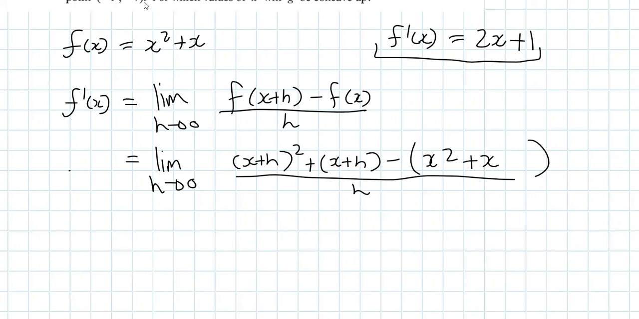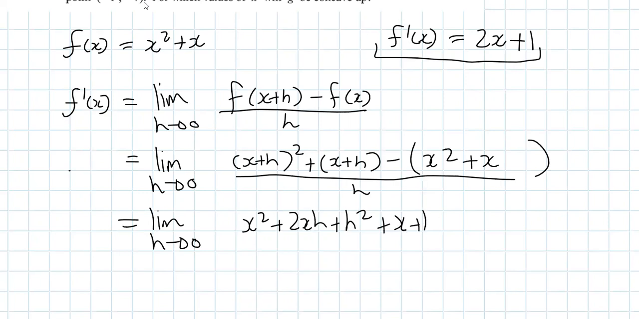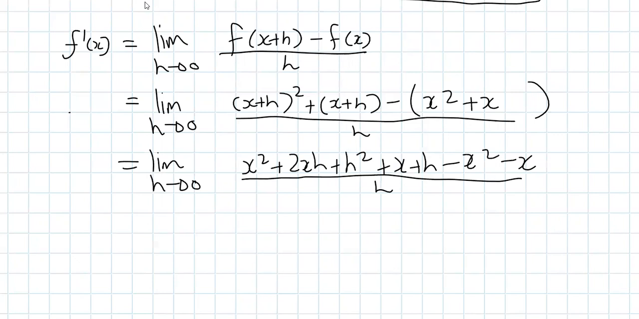Right, so this next step, let's get this all times out. Don't forget your lim. Times out x plus h squared, we get x squared plus there's 2 of those, so 2xh's plus h squared. This just stays the same. Plus x plus h minus x squared minus x all over h. But we can't take out the h as a common factor yet, but there's lots of cancellations that should happen. So the x squared terms cancel out and the x terms cancel out.